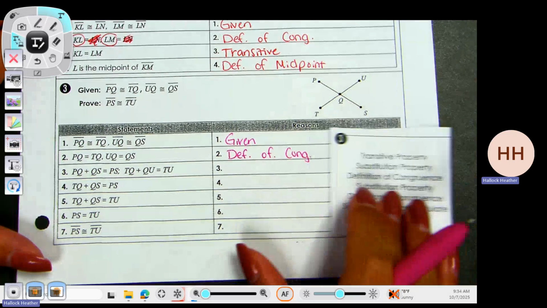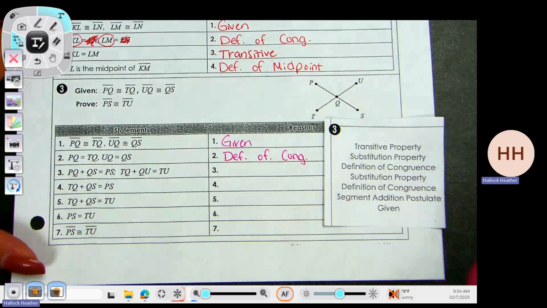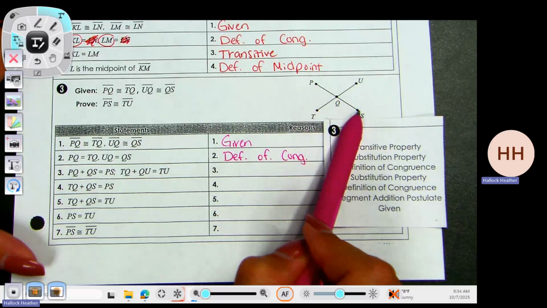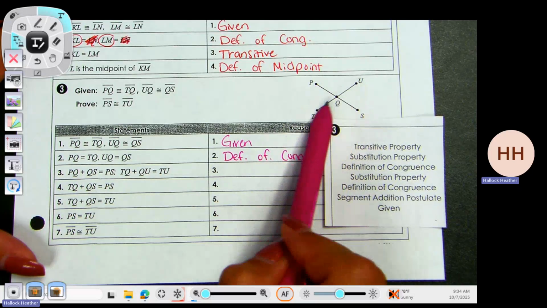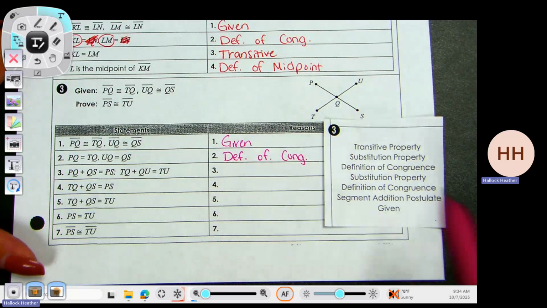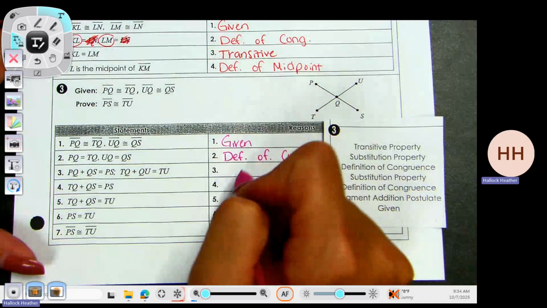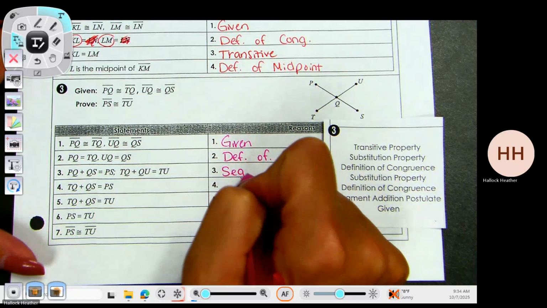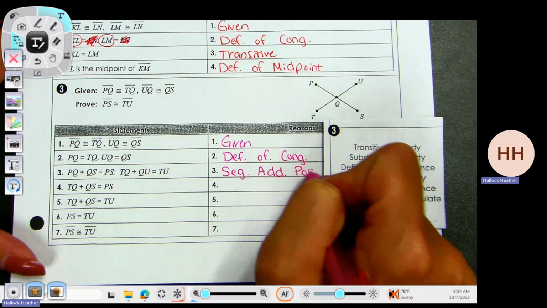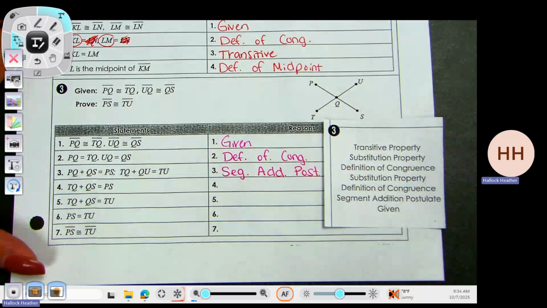Okay, definition of congruence. 3 says PQ plus QS equals PS. TQ plus QU equals TU. What is that? That's not substitution. It's segment addition postulate. Because if you look at your picture, it's taking small piece plus small piece equals the whole line.